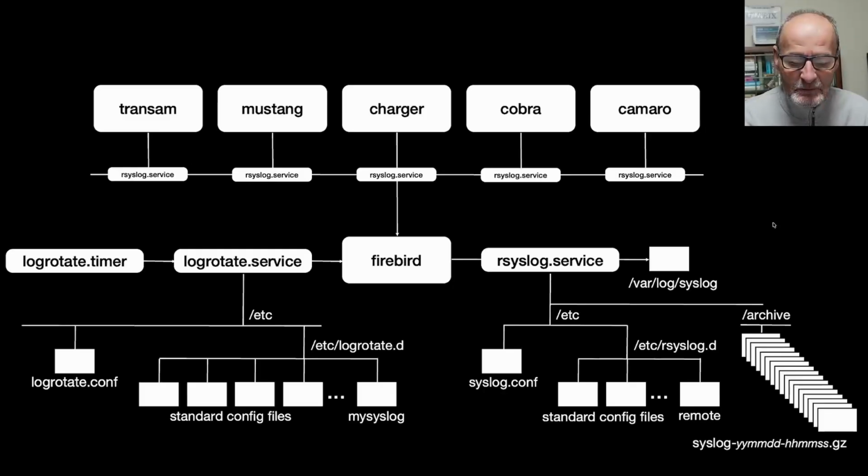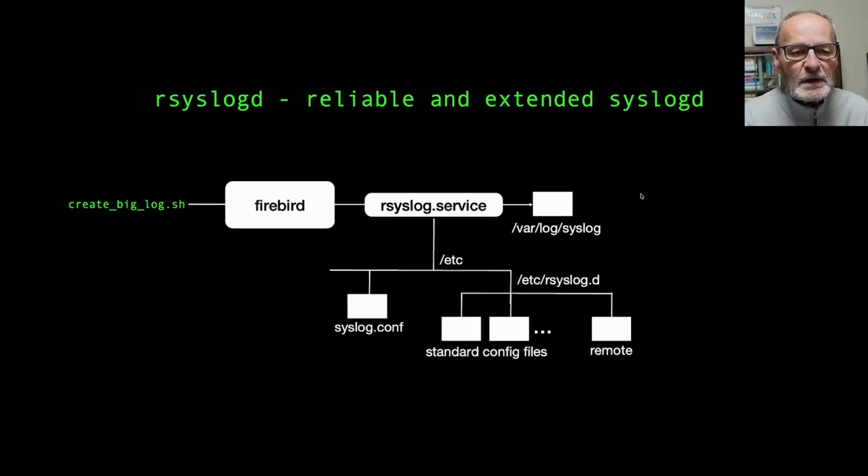Okay, first element of this is that we're using rsyslog, and that is relatively simple, and we're not going to cover it today. I do plan to do a video on rsyslog, but just in essence, let me show you what's going on here. So we are running a script called create big log, and what that's doing is creating a load of traffic which it's sending to Firebird, and specifically to the rsyslog service. I'm using a command called logger to log information.